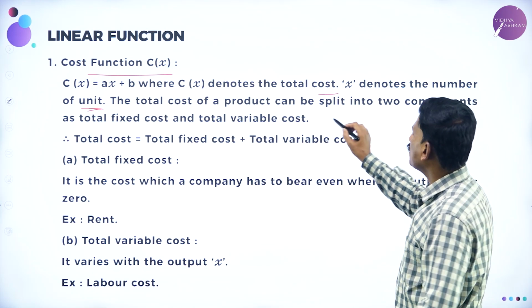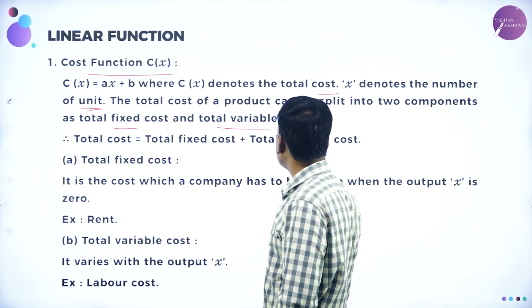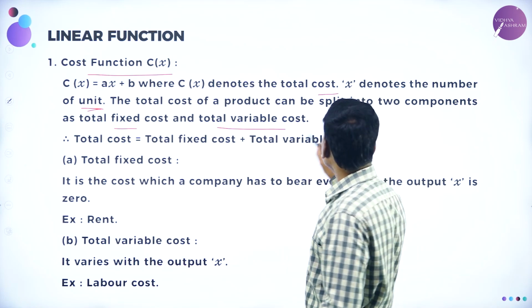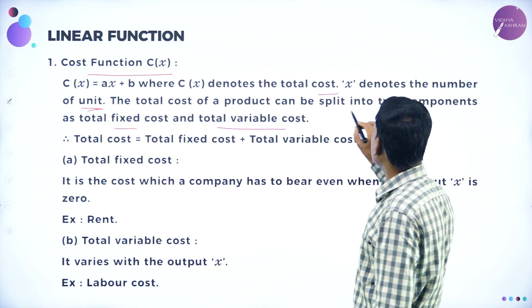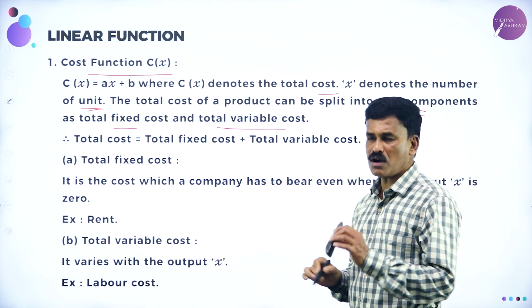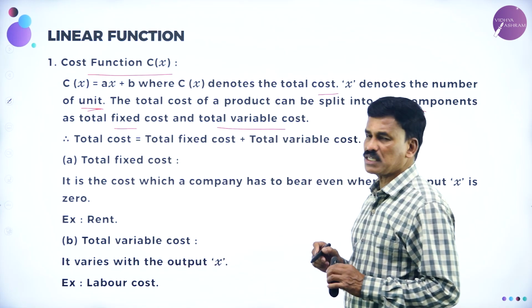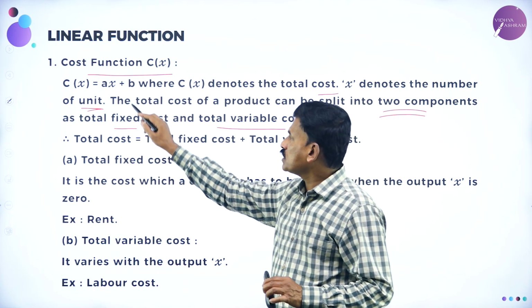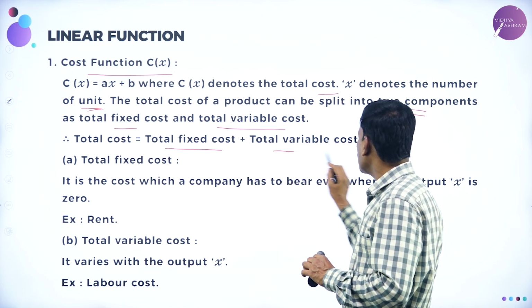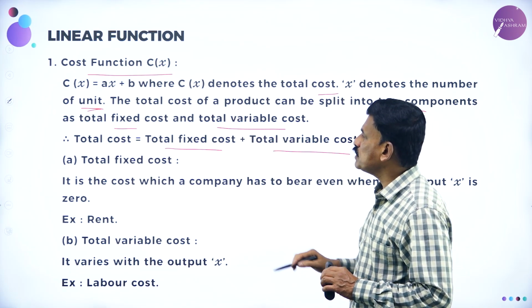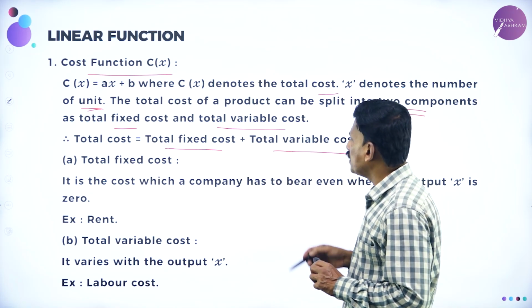The total cost of a product can be split up into two components, the total fixed cost and the total variable cost. Therefore, the total cost, which is AX plus B, can be written as total fixed cost plus total variable cost. So C of X is equal to AX plus B, meaning total fixed cost plus total variable cost.